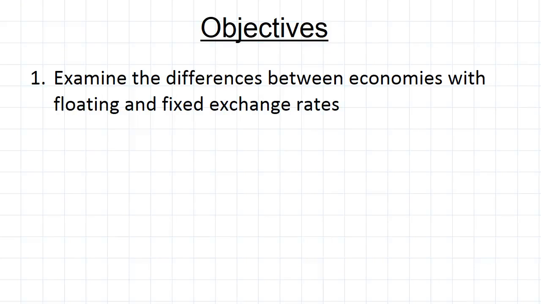With the supply and demand model we've seen for currencies, we know that the exchange rate will be equal to the equilibrium value, but this is assuming that there is a floating exchange rate. Now we're going to contrast this with what happens when there is a fixed exchange rate.